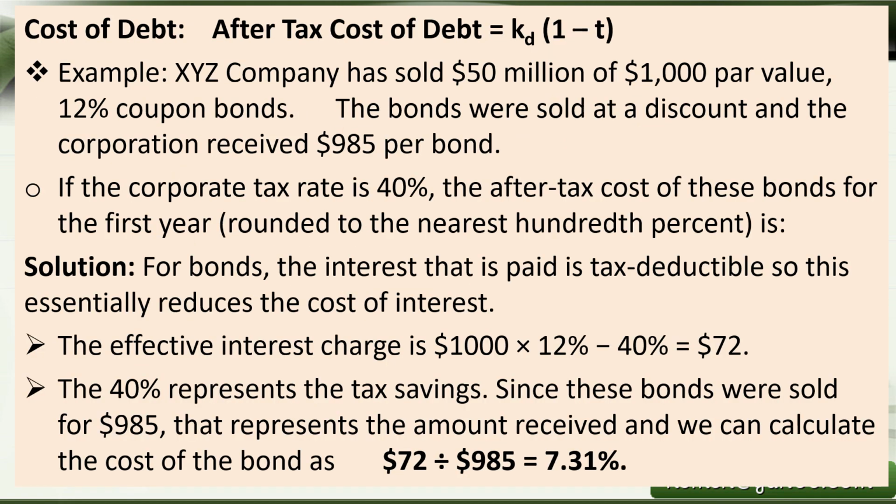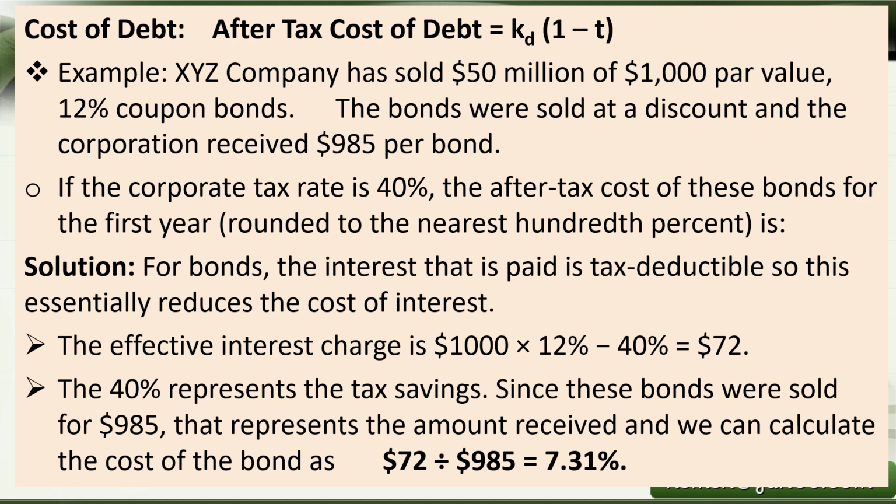After tax cost of debt, some more examples. XYZ company has sold $50 million of $1,000 par value, 12% coupon bonds. Okay. Unless it is specifically mentioned, earlier we discussed that for coupon bonds, normally US companies issue coupons semi-annually, like every 6 months. But if the question does not mention that, you have to treat it as paid annually. So you have to remember that, even from the examination point of view. Okay, the bonds were sold at a discount, and the corporation received $985 per bond.